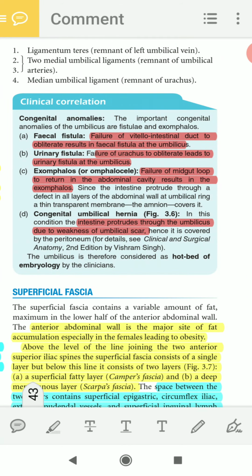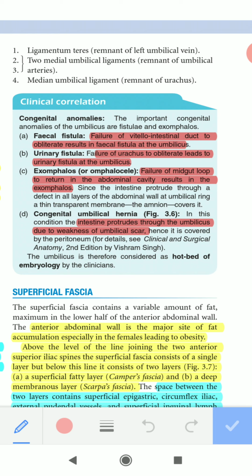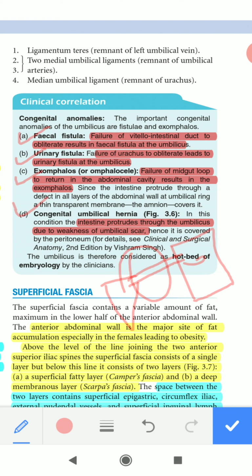Now come to the clinical correlations. Some clinical anomalies develop due to defects of this embryological origin. What are these? Fecal fistula, urinary fistula, omphalocele, and congenital umbilical hernia. Fistula means connection between 2 hollow viscera. Suppose this is a viscus, it has a lumen, and this is also a viscus, it also has a lumen. If these 2 viscera are connected to each other, this is called a fistula.